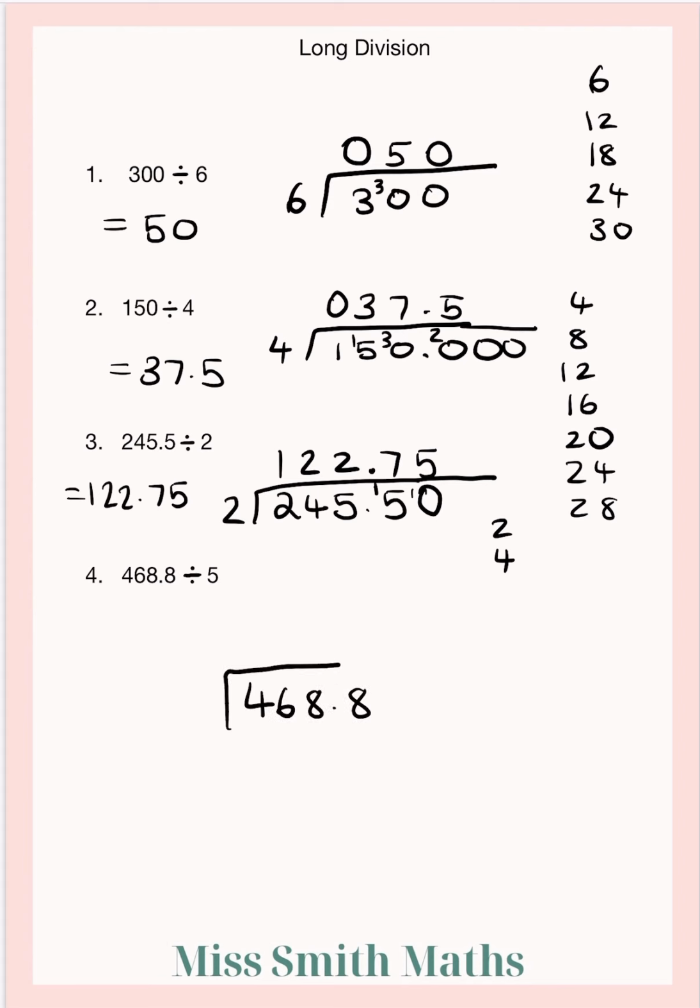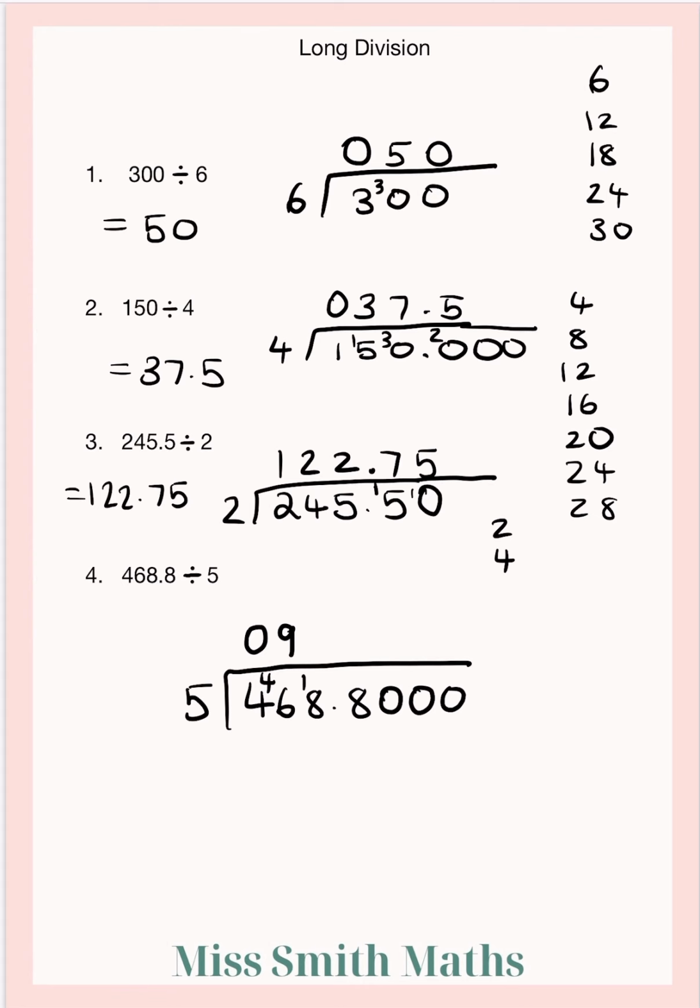I've then got the number 468.8 divided by 5. It's up to you if you want to add the zeros to start with so you don't get confused. You might not know how many zeros, but you can add as many as you like. So when we think of our 5 times table then, there are no 4s in the 5 times table. So I have none there, and I carry my 4. My number's now 46. There are 9 5s in 46, because I can get all the way up to 45, and I have 1 left over.